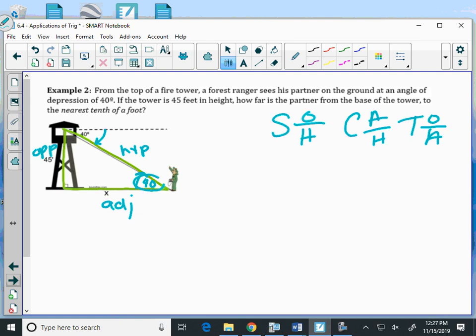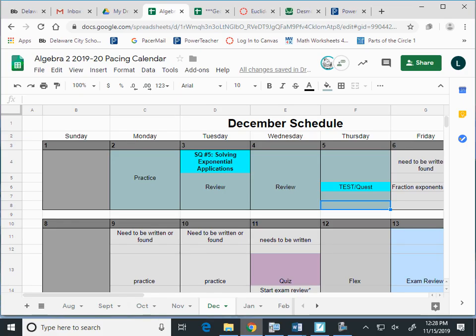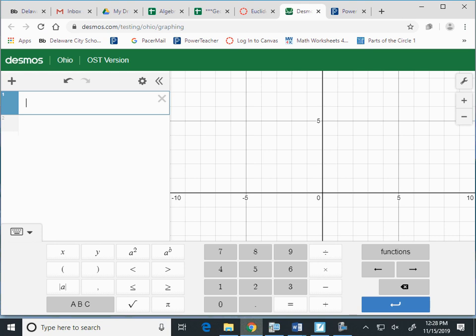Tangent. So we're going to say tangent of 40, tangent of our angle, is equal to the opposite, which is 45, over the adjacent, which is x. X is down low, so what are we going to do? They switch. So this becomes x equals 45 over the tangent of 40, and that's what you're plugging into your calculator. I'm going to use decimals. So I'm going to do 45 divided by tangent of 40.